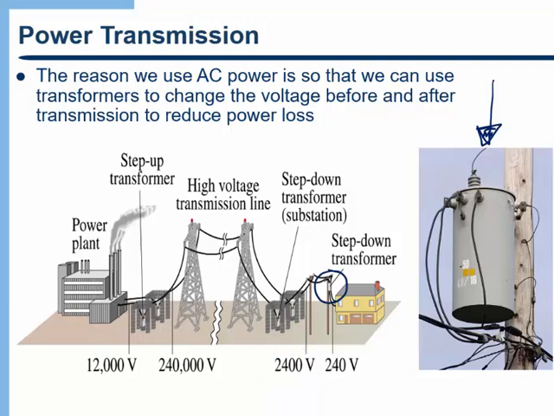Okay, so that's why we have to use AC, because we've got to be able to transmit at high voltage. We want to be able to use it at low voltage. And transformers allow us to change the voltage, but they only work with AC because of Faraday's law.